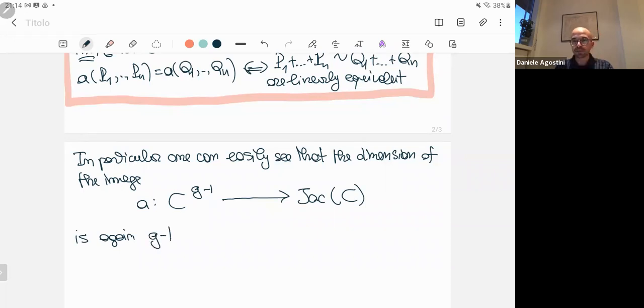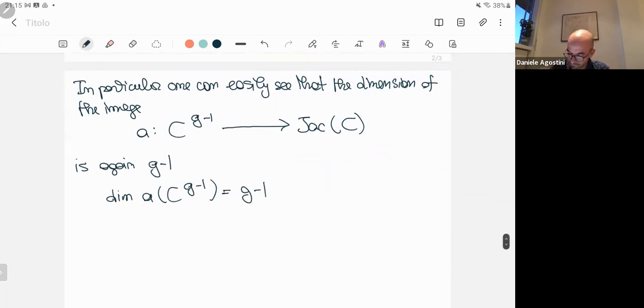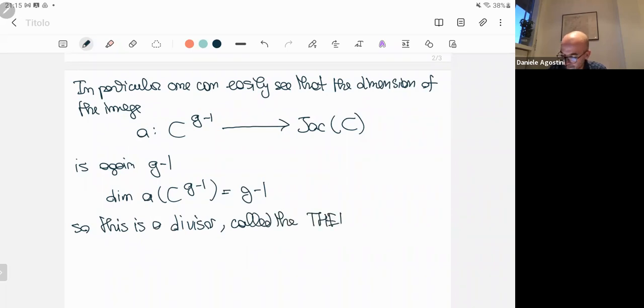So Abel's theorem will tell you that the general fiber here is zero dimensional. The general fiber onto the image is zero dimensional. So you will get the dimension g minus 1. And so this is a divisor, because the Jacobian has dimension g, since it's the quotient of a complex torus of dimension g. It's a divisor called the theta divisor of C.